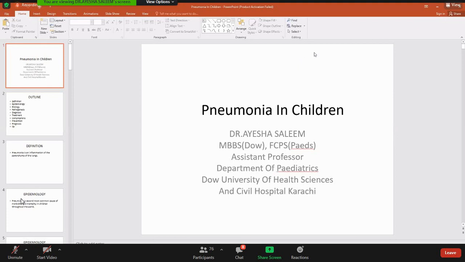Are double or single lumen endotracheal tubes used in severely affected patients? We use single lumen endotracheal tubes, which are cuffed and non-cuffed, right?